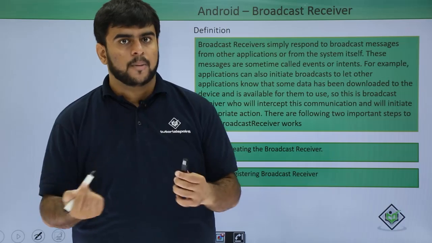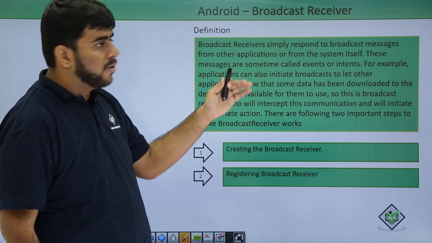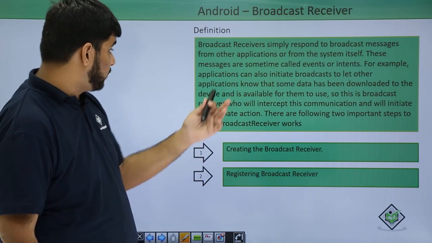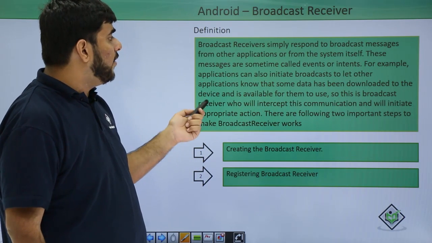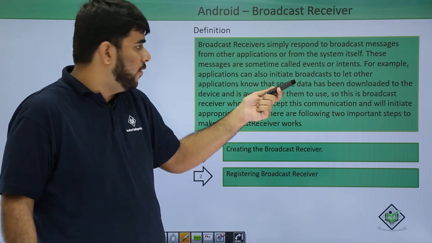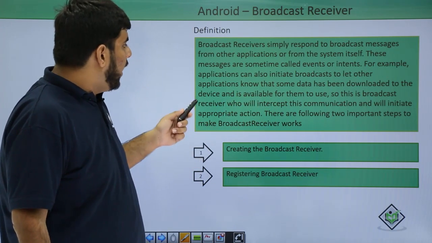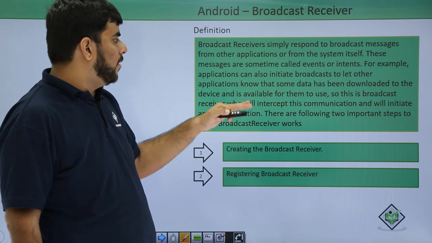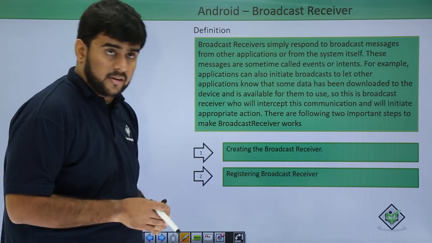Now let's see what a broadcast receiver actually is. A broadcast receiver simply responds to broadcast messages from other applications or the system itself. These messages are sometimes called events or intents. For example, an application initiates a broadcast to let other applications know some data has been downloaded, that it is done downloading and the data is available for them to use. The broadcast receiver will intercept the communication and initiate the proper action.